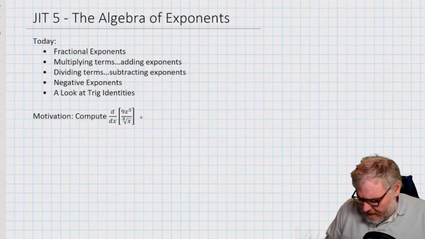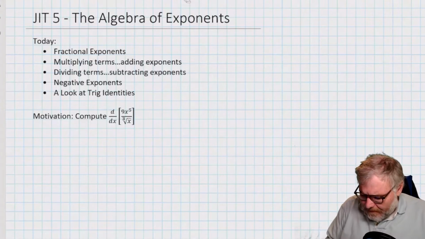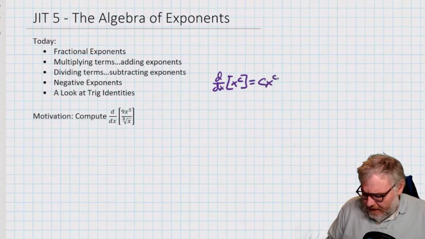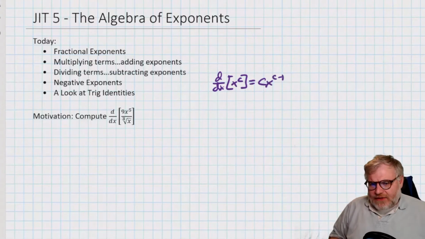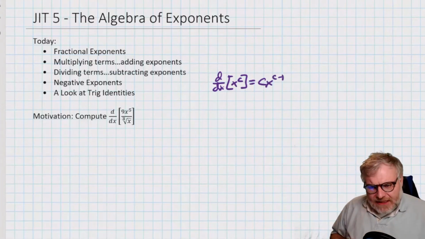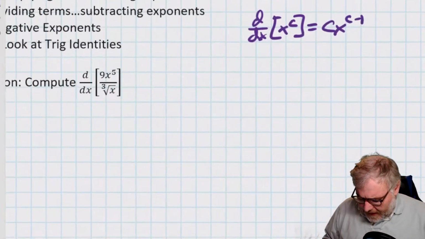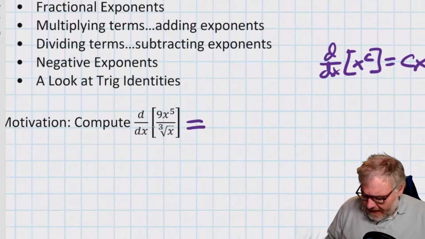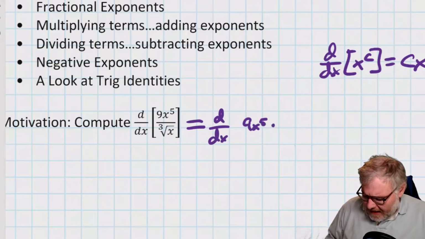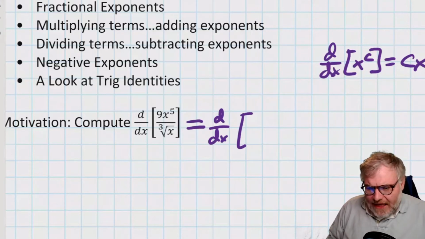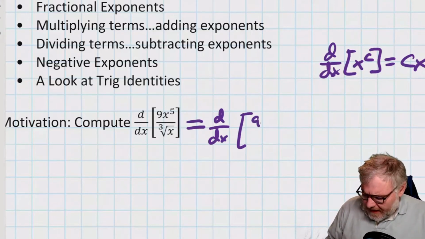Just to review how we did this, I'm going to use the power rule. The power rule was that d over dx of x to the c equals cx to the c minus 1. So I can use the power rule on this by converting everything to exponential form. What we're doing today is not really the calculus of it, but the algebra that we did to get this. So here I'm going to have the derivative with respect to x of 9x to the fifth divided by the cube root of x, which is really x to the 1/3. So this is 9x to the fifth over x to the 1/3.